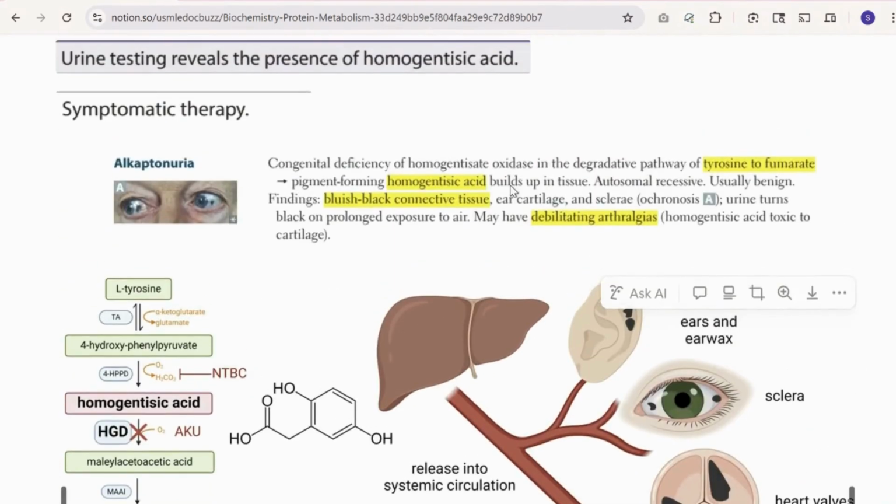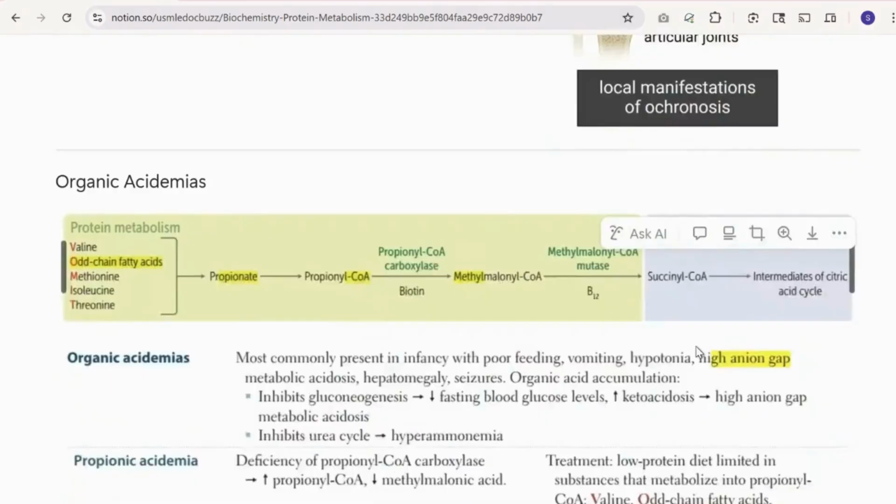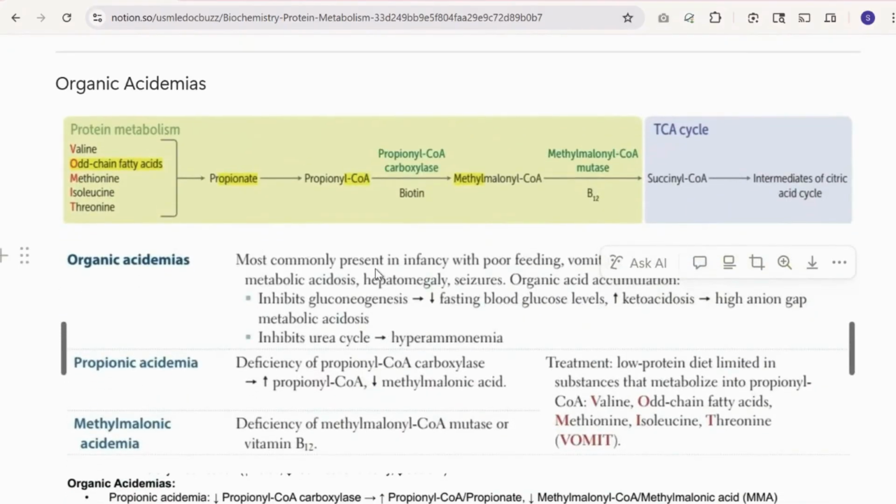All right, moving forward. So that is alkaptonuria, right? Everything else is just the effect of that deposition. Okay. Next comes organic acidemias.